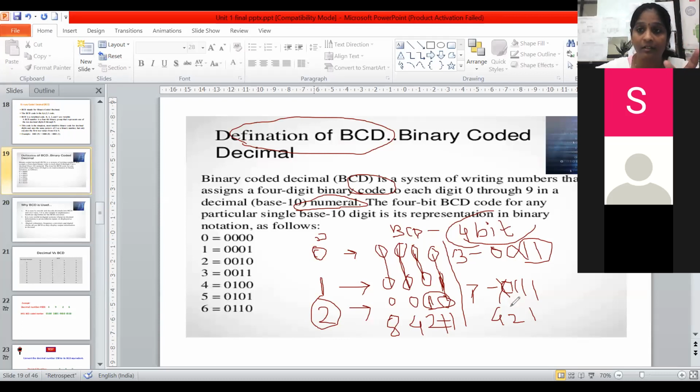Taking it and writing it is not required. See here, it is written here. Is this 0 needed? No, but still I have written it. I am supposed to consider the 4 bits. So here it is a table.